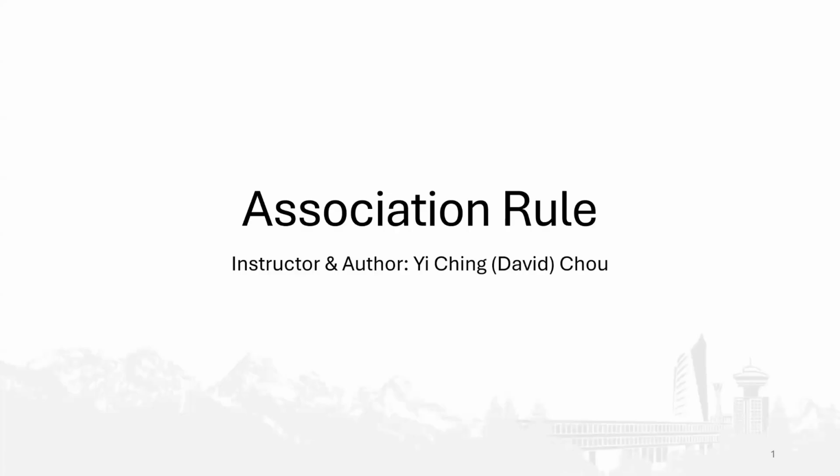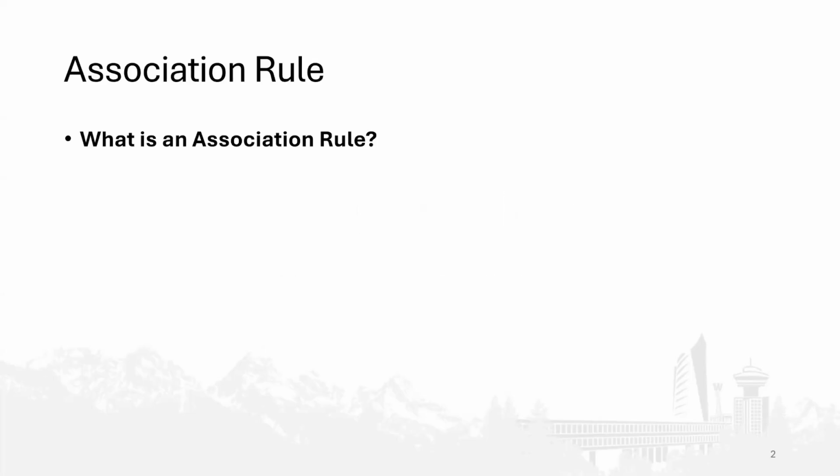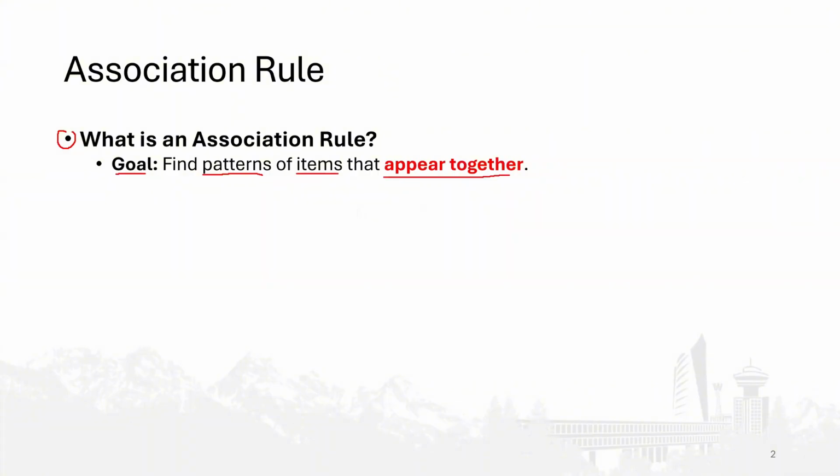Hi everyone. So today we will talk about what an association rule is. The first question we want to answer is: what is an association rule exactly? The goal of association rules is to find patterns of which items appear together. Another way to ask this question is: which items tend to co-occur in transactions?